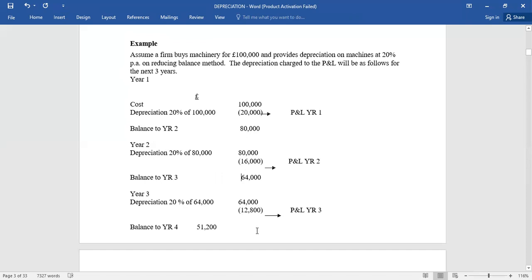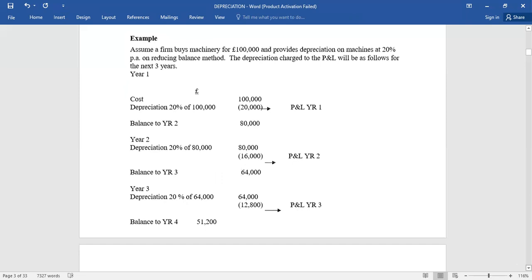And therefore, once we depreciate for the third year, you are going to get depreciation in the third year as 12,800. That is 20% of 64,000. So the balance in year 4 will be 51,200. That is 64,000 minus 12,800.